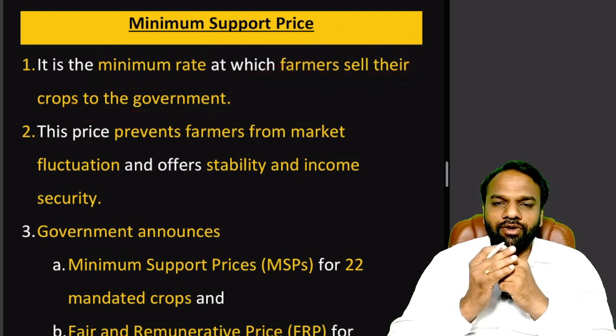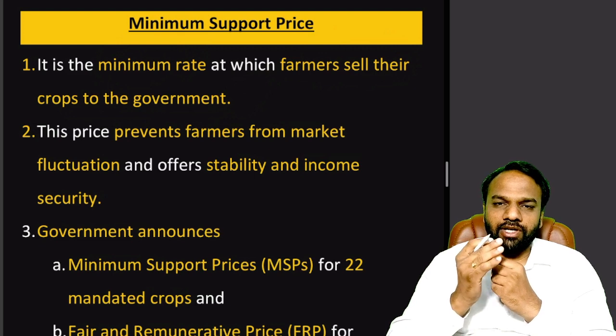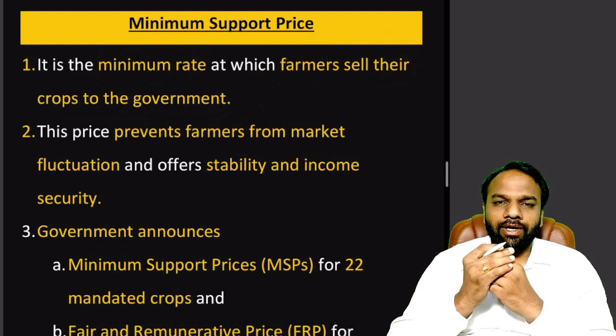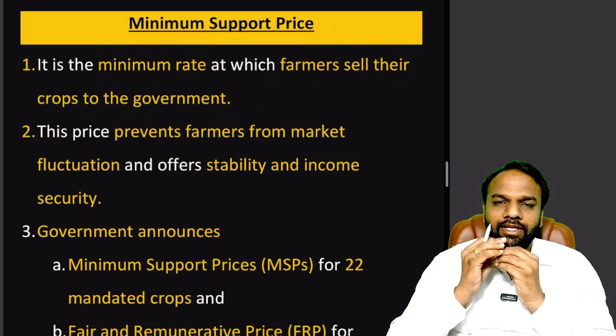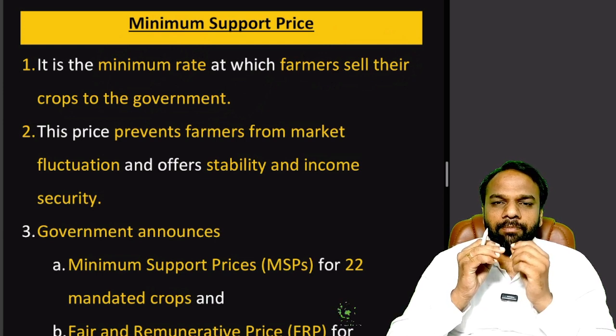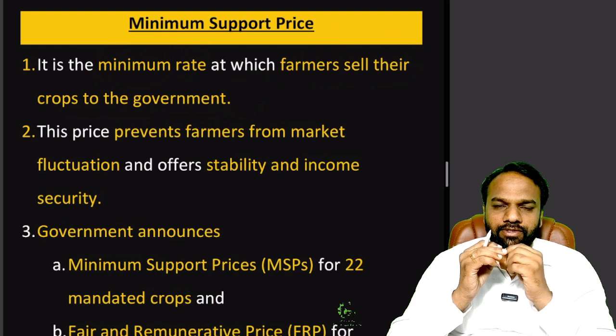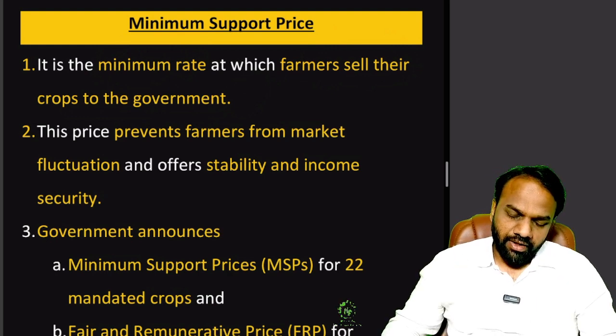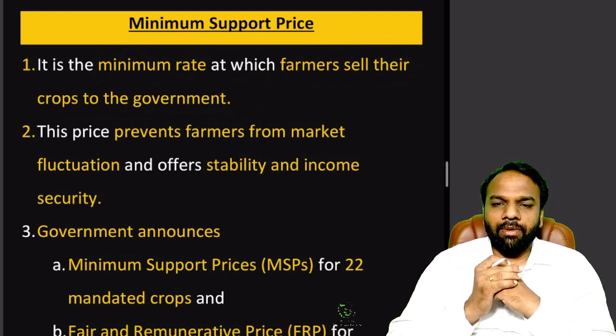So farmers, after growing their produce, for example wheat or rice or jowar or bajra, when they sell to the government, the government will buy these agricultural products at a minimum price, and that price is called the minimum support price. Next, why is this concept required?